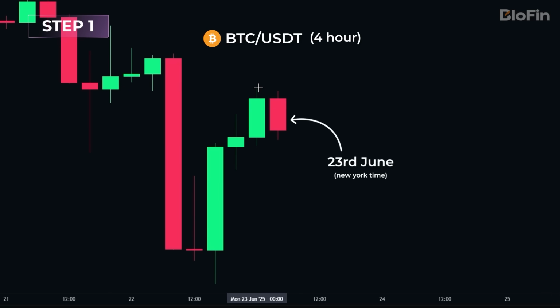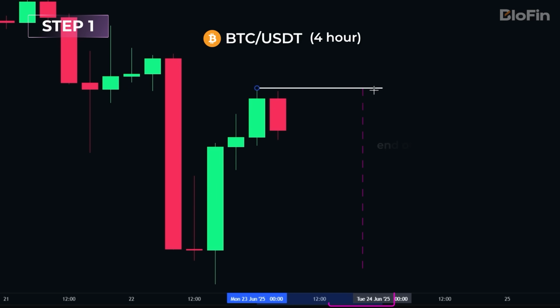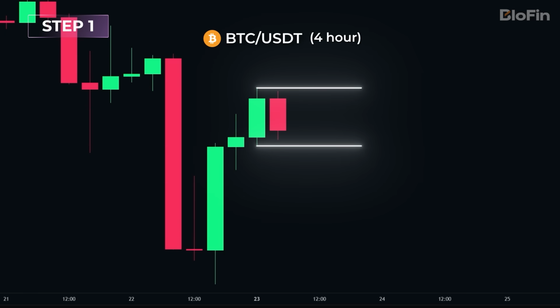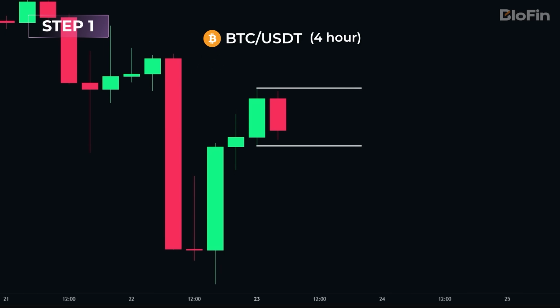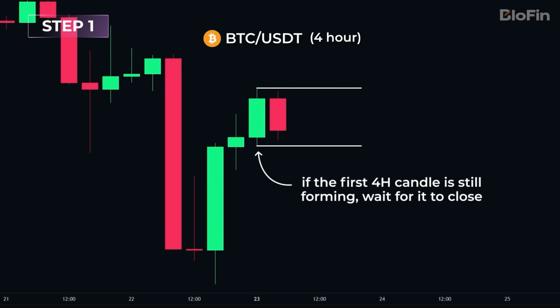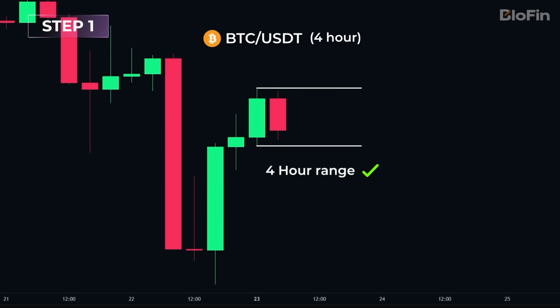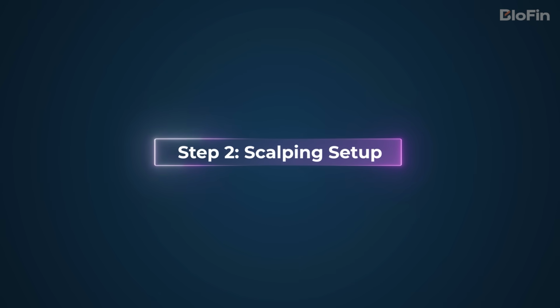Then, simply draw a line at the high and low of that candle and extend both lines to the end of the day. That's your 4-hour range on this chart. Now, an important thing to remember is make sure that the first 4-hour candle has fully closed before marking the range. If the candle is still forming, wait for it to fully close first. So once the 4-hour range is identified, we move on to step 2, which is the scalping setup.